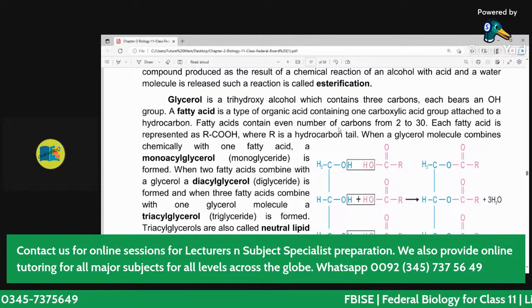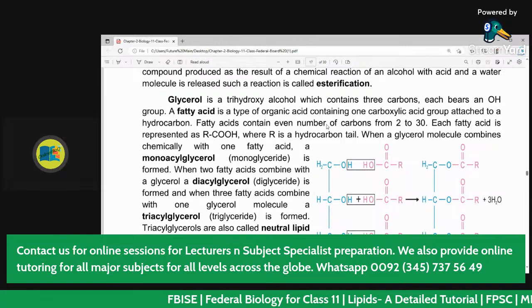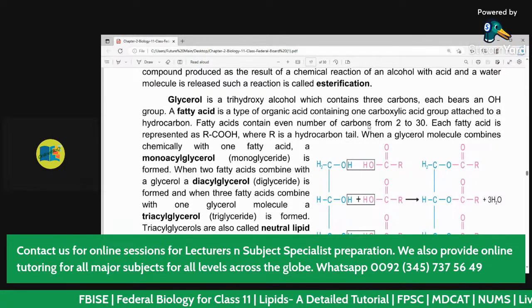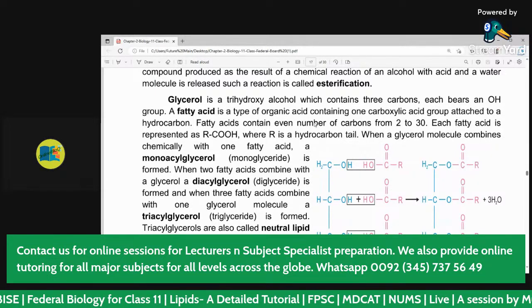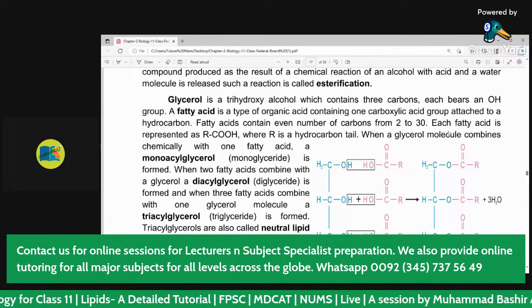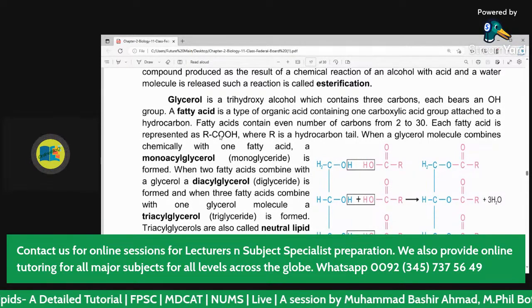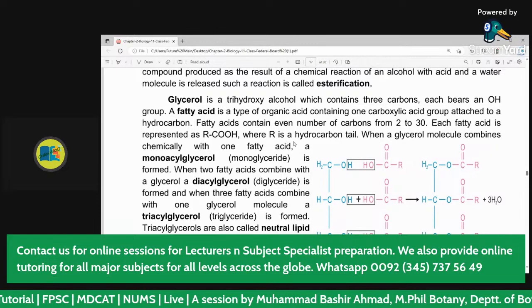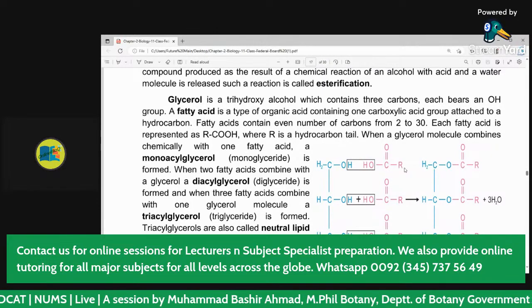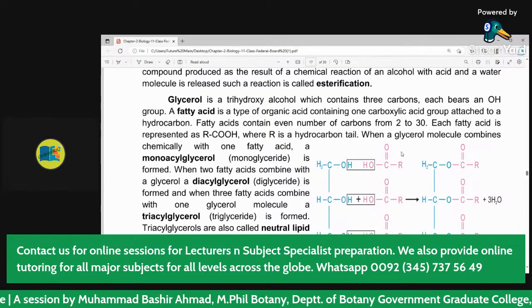Fatty acids contain 2 to 30 carbons, and they contain an even number of carbon atoms. Each fatty acid is represented as RCOOH, where R is the hydrocarbon tail, the hydrocarbon chain.